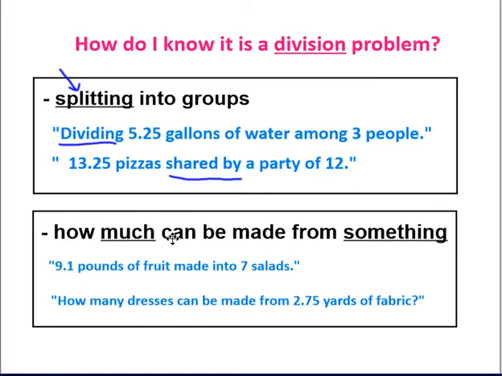Another way that you know it's division is if they're asking you how much can be made out of something. So I have this many yards of fabric and I want to make this many dresses, which is actually one of the examples here, but we'll get to that in a second. So 9.1 pounds of fruit made into 7 salads. So how many salads can be made out of this much fruit? I'm dividing. How many dresses can be made from 2.75 yards of fabric? So how much can be made from this? You're dividing it up. Okay?